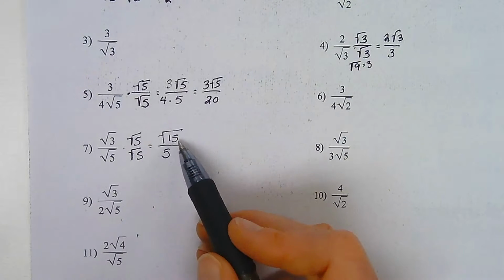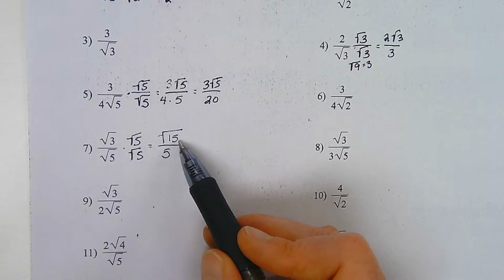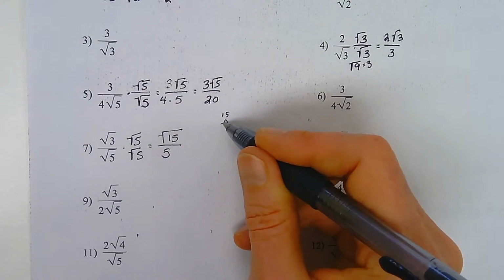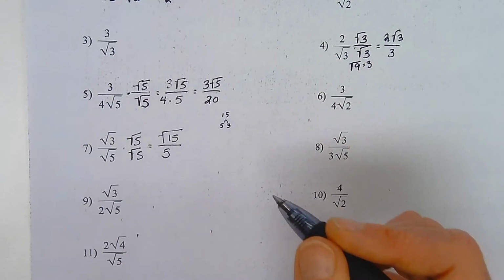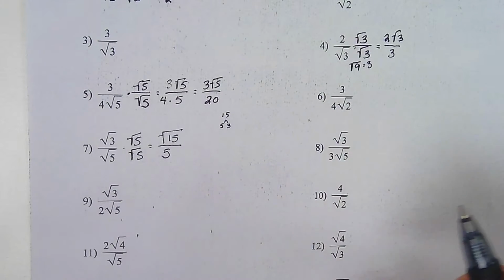And rad 15 over 5 cannot be simplified. Rad 15 does not have any perfect squares as factors. You could try to make a factor tree and you'll end up with 5 and 3 as its prime factors, and there's no pairs. So the square root of 15 is simplified and 5 is fine too.